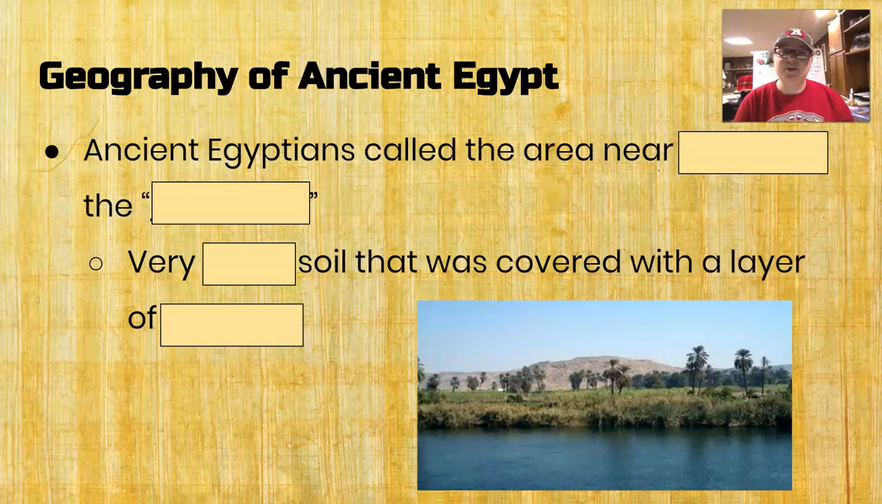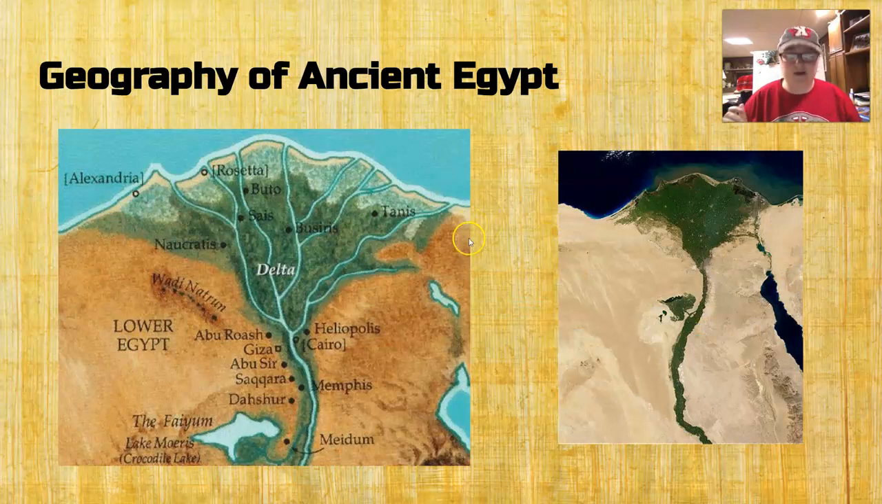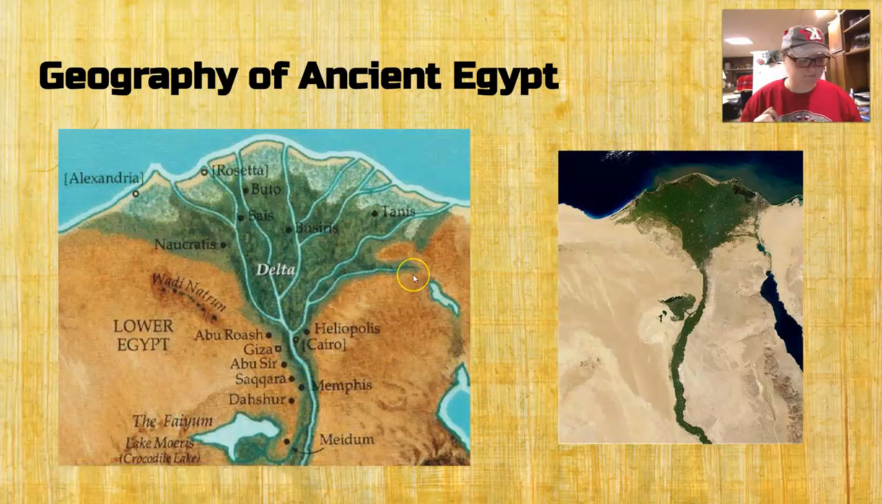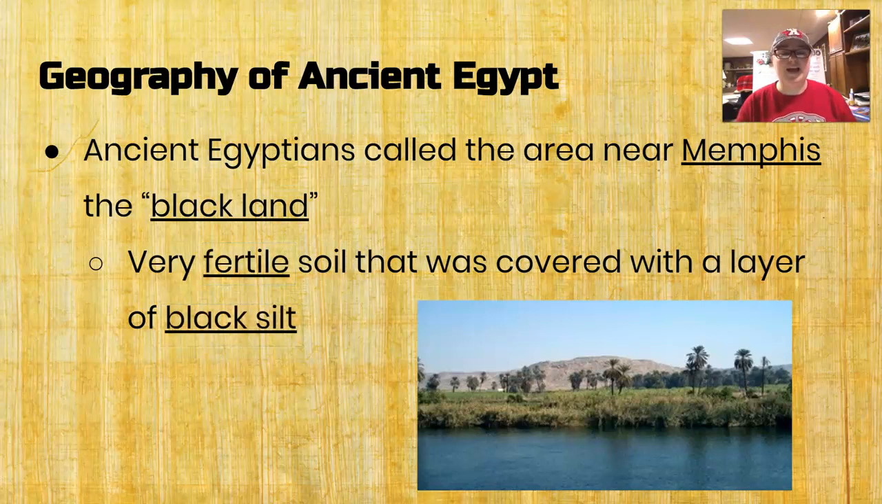So there were two different areas in Egypt. Ancient Egyptians called the area near Memphis, which was a city, and I don't know if that city's on here. Yeah, here's Memphis, down here. So this area and up, all along this river, was called the Blackland. And the reason it was called the Blackland is because of what I just talked about. It had very fertile soil, which was covered in a layer of black silt.